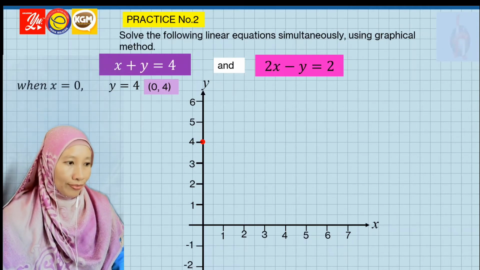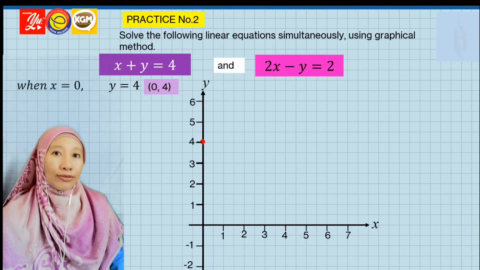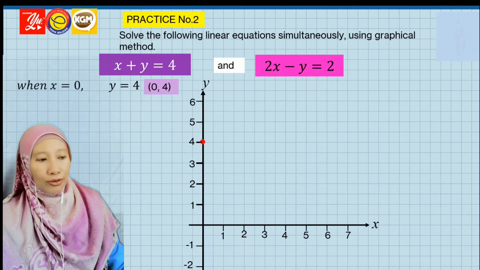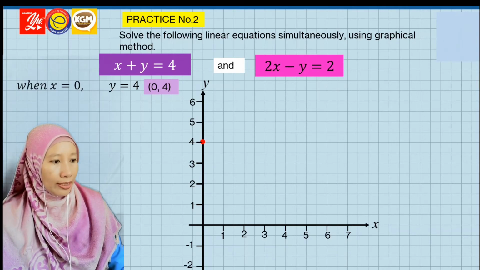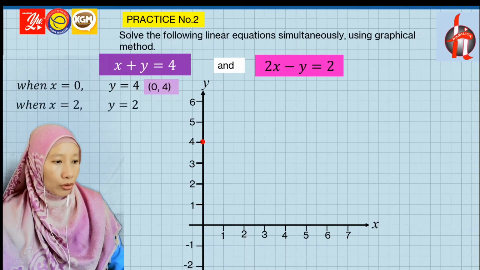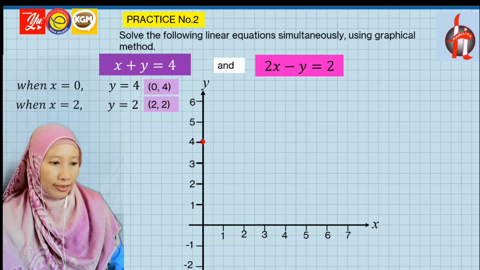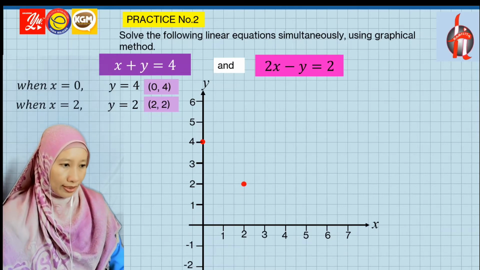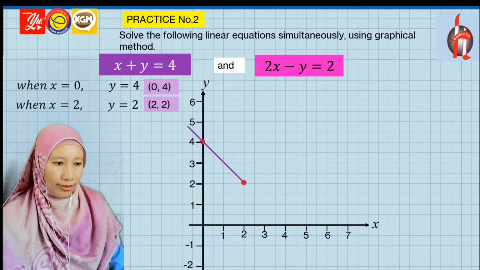You decide the value of x, then substitute the value of x into the equation and calculate the corresponding value of y. The second coordinate: x equals 2, and we calculate y, we get y equals 2 also. The coordinate is (2, 2) and we plot the coordinate. Then we join the points. Alright, there. Move on to the second equation.